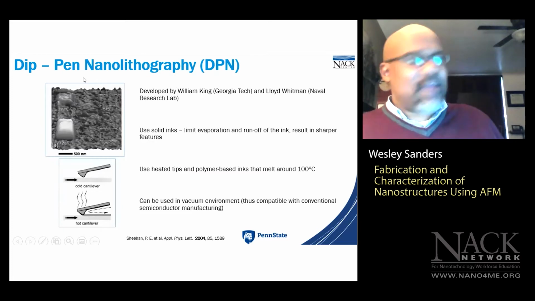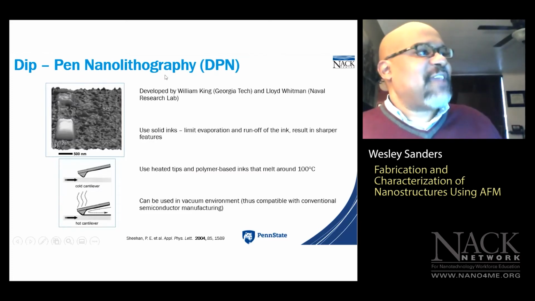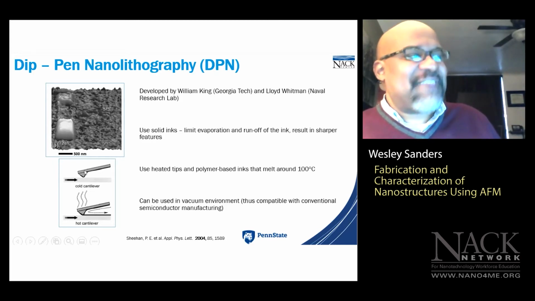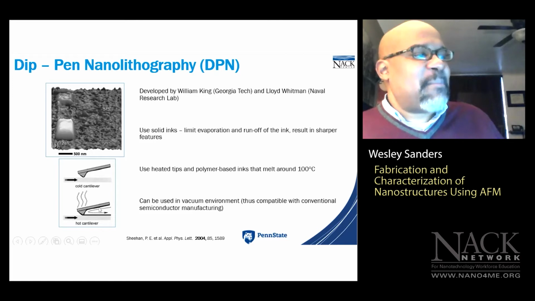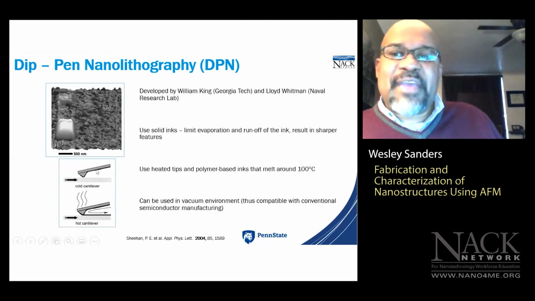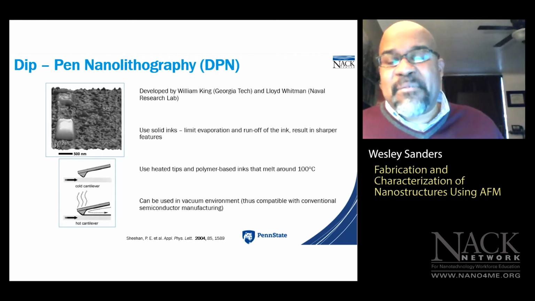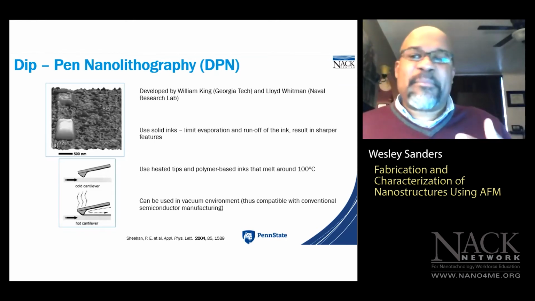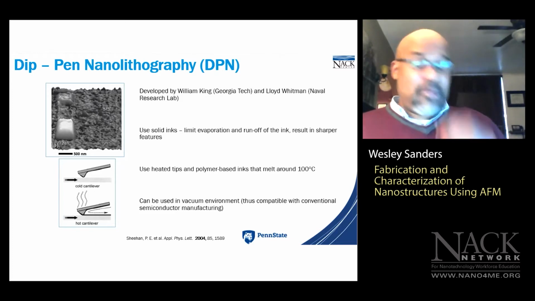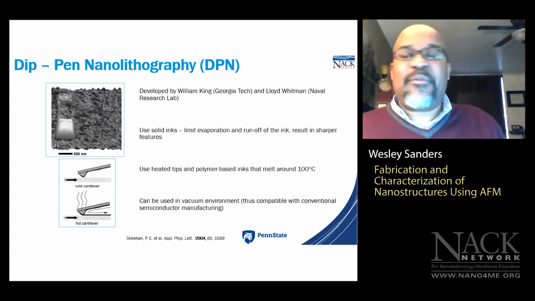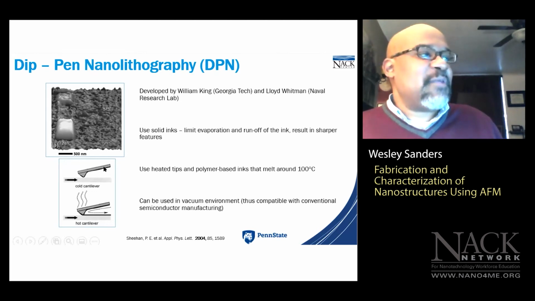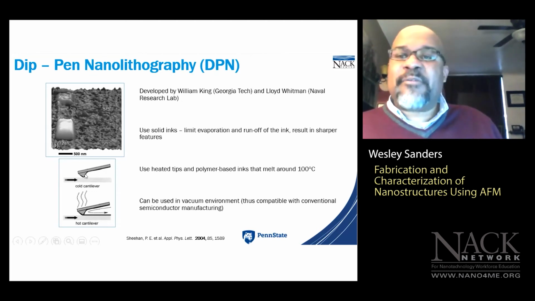So the next one, let me back up and talk really quickly about one other flavor of DPN. This is thermal DPN, okay? So as the name implies, thermal DPN involves the use of heat in order to deposit a polymer on a substrate surface. In this particular case, you need to apply voltage to the AFM probe. The reason you want to do that is because you want the probe to heat up, okay? When you heat up the probe, you allow the polymer that's coating the probe to melt, right?